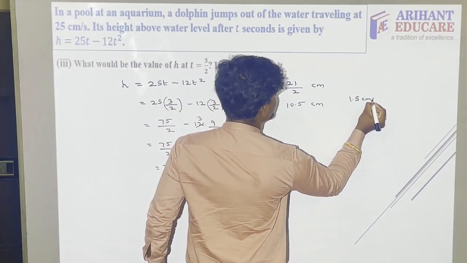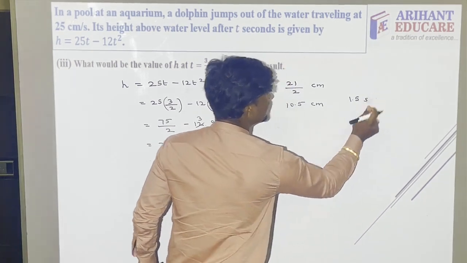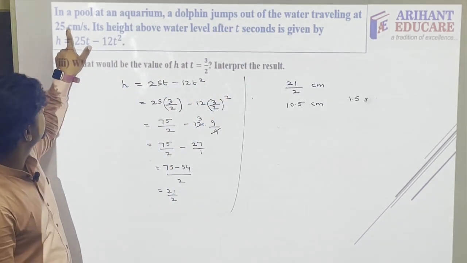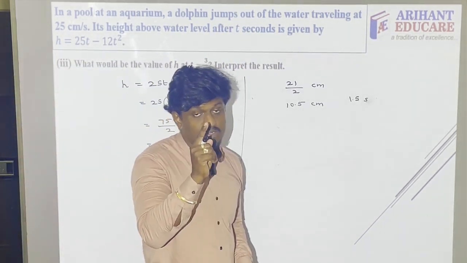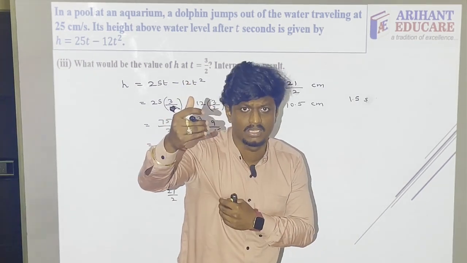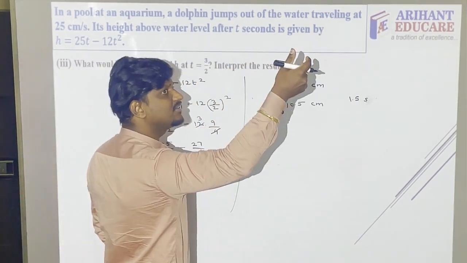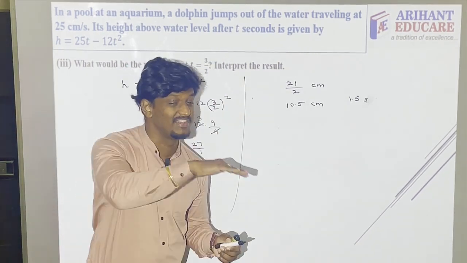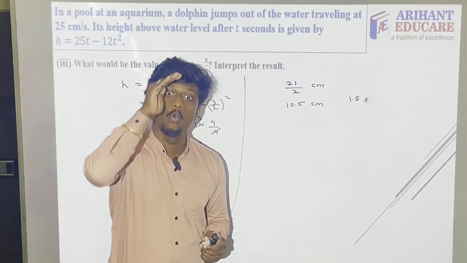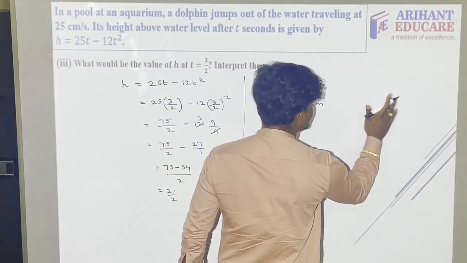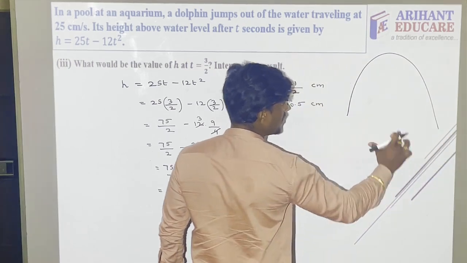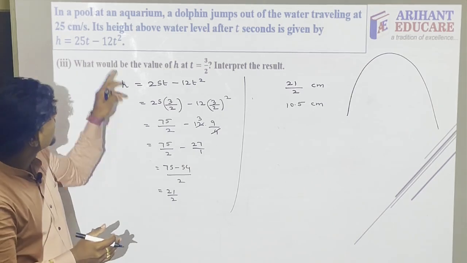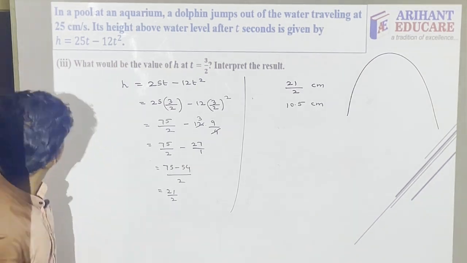Okay, but this could be a bit confusing because guys, if you read the question once, it says jumps out of the water traveling at 25 centimeter per second. Meaning in just 1 second, it is traveling 25 centimeters. And now in just 1.5 seconds, how is it traveling 10.5 centimeter? Understand? We are talking about height, not the traveling. Height means when it jumps, how much upward it goes from the water level. For example, if it is jumping like this, we are talking about this. So this height we are talking about, not the distance or the path it takes. Got it? So let's go for the last question.